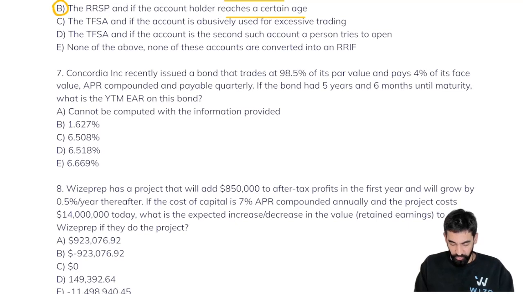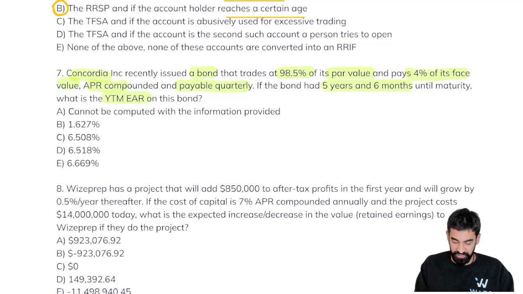Question 7. It says Concordia Inc. recently issued a bond that trades at 98.5% of its par value and pays 4% of its face value, APR compounded and payable quarterly. If the bond had 5 years and 6 months until maturity, what is the YTM, effective annual rate, on this bond? Okay, a lot of information.